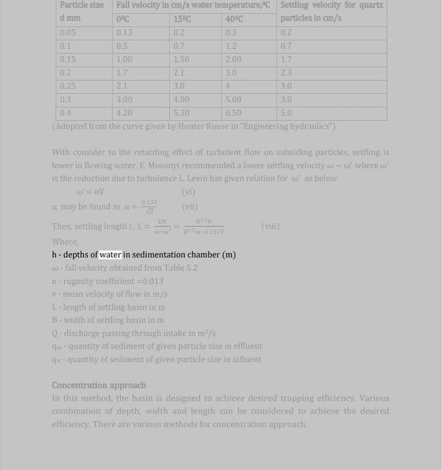Where h is the depth of water in the sedimentation chamber in m, omega is the fall velocity obtained from table 5.2, n is the rugosity coefficient equal to 0.013, v is the mean velocity of flow in m/s, L is the length of the settling basin in m, b is the width of the settling basin in m, Q is the discharge passing through the intake in m3/s, Qs is the quantity of sediment of given particle size in effluent, and Qi is the quantity of sediment of given particle size in influent.